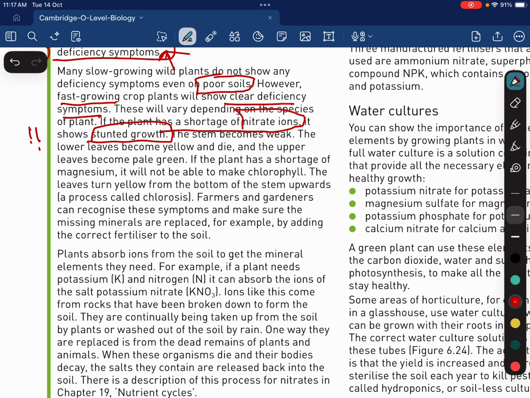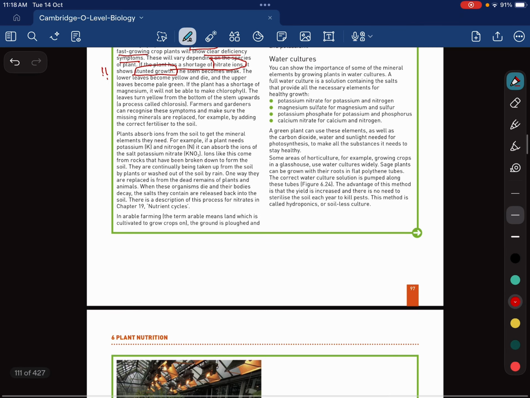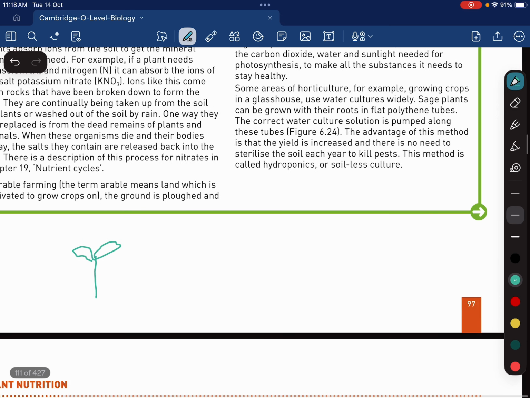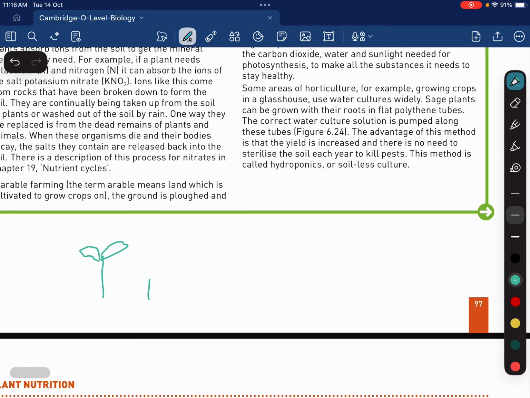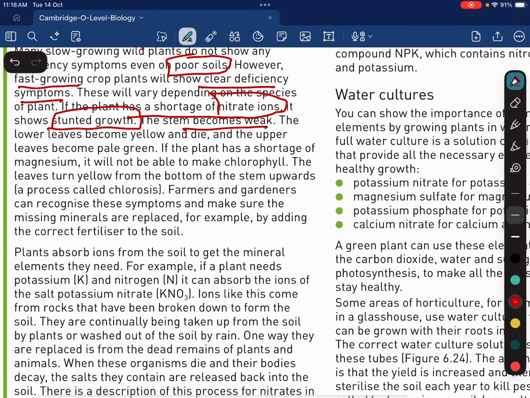It also wilts, right? The plant wilts. I don't think they have shown an image here, but basically let's suppose a plant had to be straight, and let's say this is the leaf, right? This is a normal plant. This same plant would have stunted growth, number one, and it would wilt, right? The leaves would be falling off downwards, and this is what would happen if the plant would be nitrate deficient, right? If there would be stunted growth. All right, the stem becomes weak, the lower leaves become yellow and die, and the upper leaves become pale green.